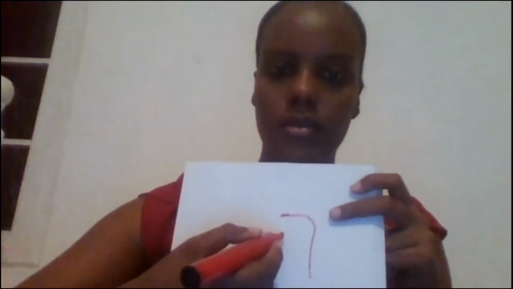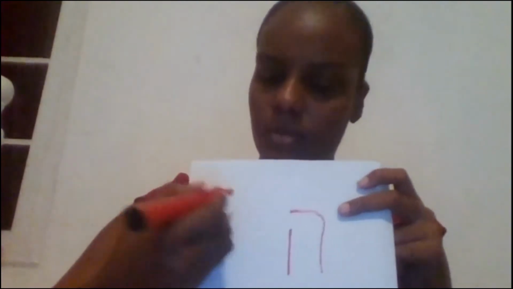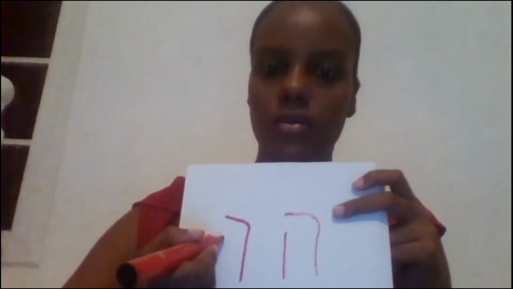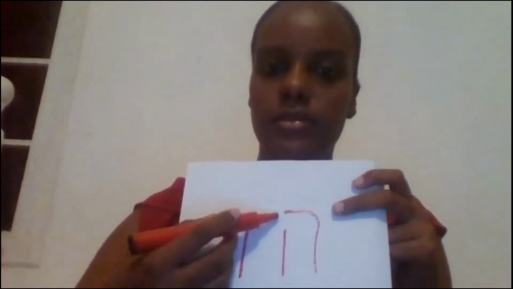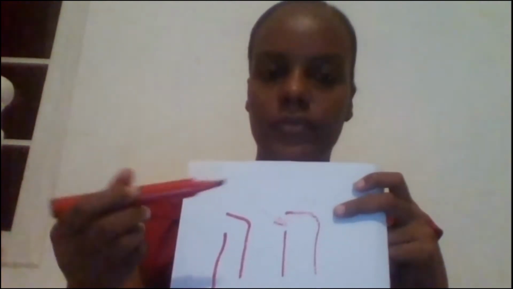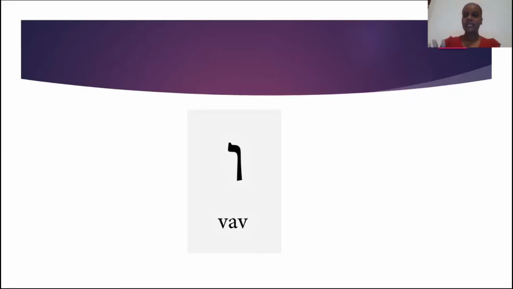Right angle, and a straight line. It's a right angle with a straight line, and there's some space that is left here, like in the printed version. So it's a right angle, a straight line, and there's some space that is left here.